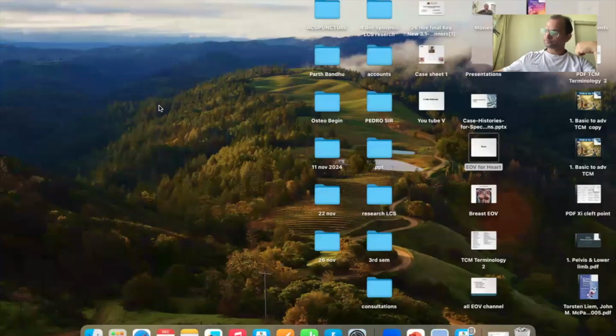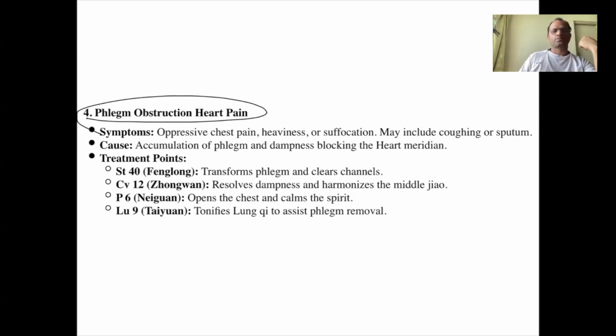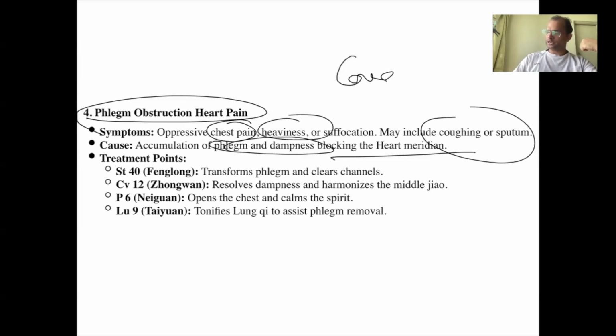Now, the pattern number 4. अब हम चौथे पैटर्न की बात करते हैं। The pattern number 4: phlegm is obstructing the heart and creating the pain. Because phlegm and dampness can block the heart meridian. The person will be feeling heaviness and chest pain, and also there might be coughing and sputum.